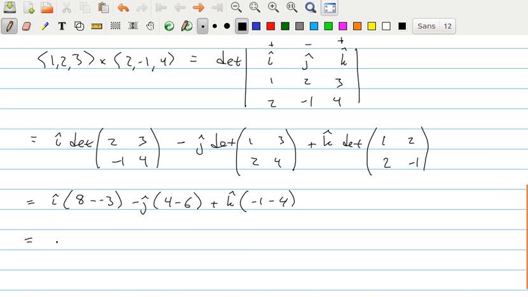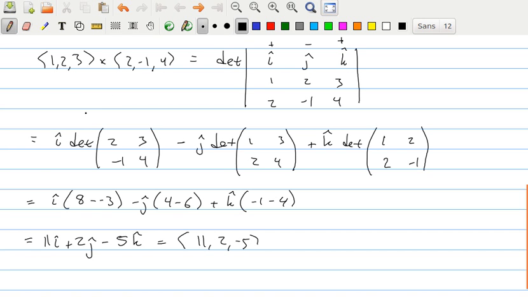Okay, and then we can finally simplify these. So this is giving us 11 in the i component. 4 minus 6 is negative 2. With that negative sign, it'll give us positive 2j. And then in the k coordinate, we combine those and we get negative 5k, which we could write in component form as 11, 2, negative 5. So that's the cross product of these two vectors.